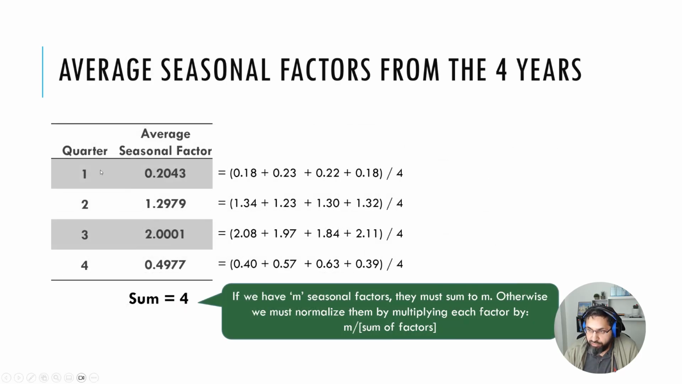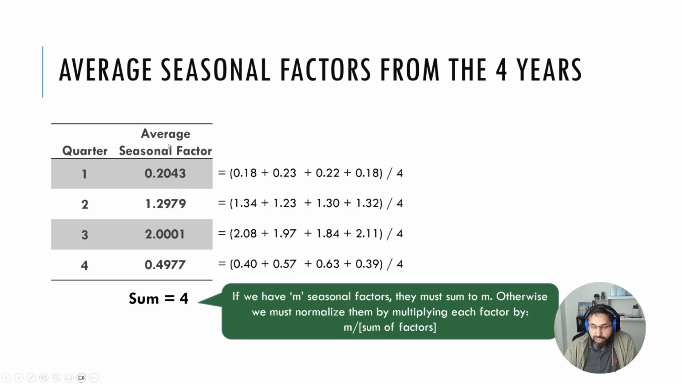So the average seasonal factor for quarter one is 0.18 from year 1, quarter 1, 0.23 from year 2, quarter 1, 0.22 from year 3, quarter 1, and 0.18 for year 4, quarter 1. Add them up, divide by 4, you get the average seasonal factor for quarter 1. Do the same thing for quarter 2, quarter 3, quarter 4, and you get these average seasonal factors.